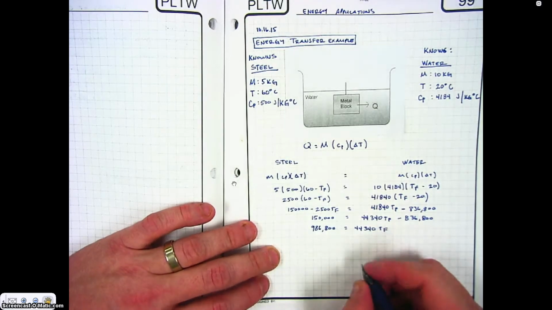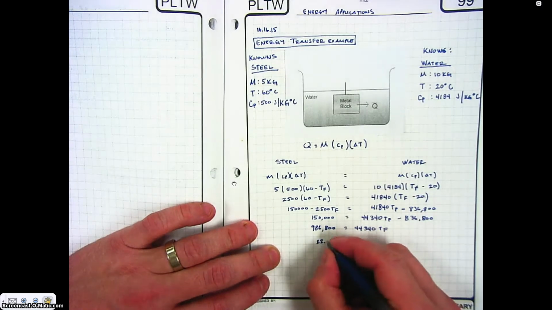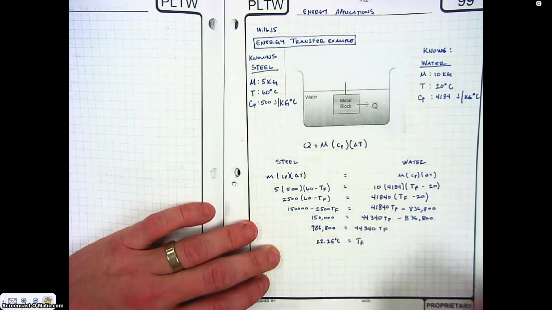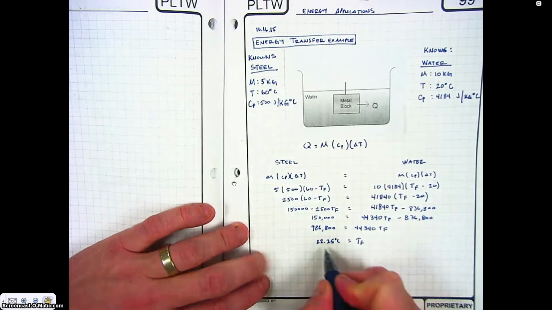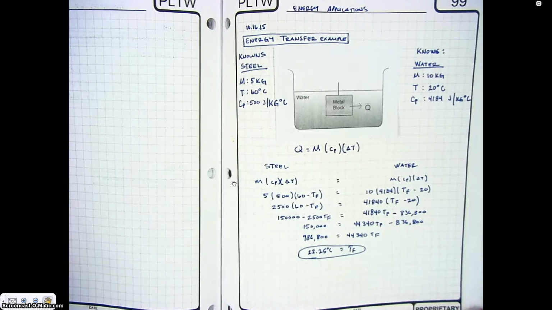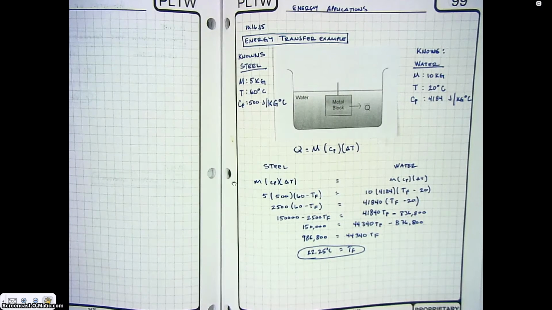Divide to get TF by itself, and we get a final temperature of 22.25 degrees Celsius, and that equals our final temperature. So there's an energy transfer example, and we can determine the final temperature once equilibrium has been reached through our two materials.